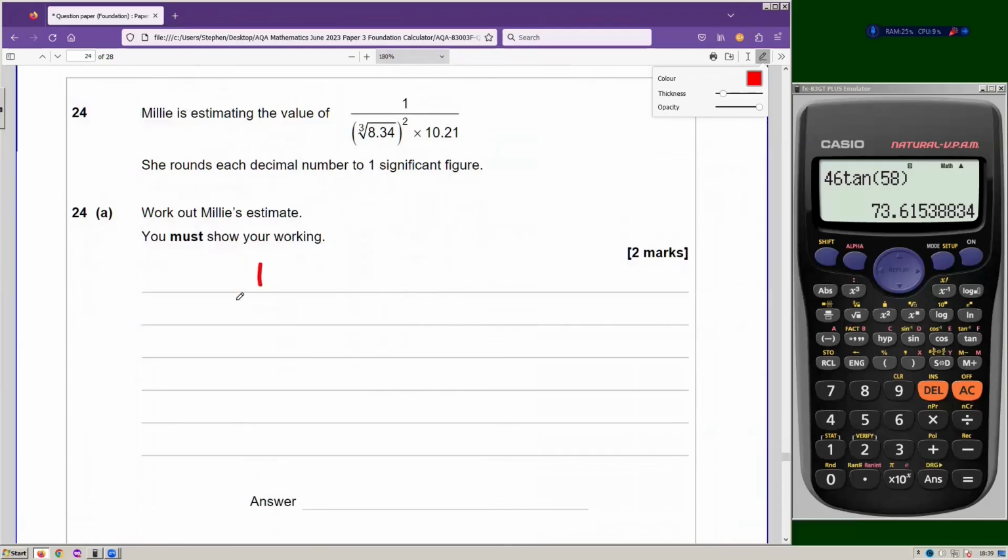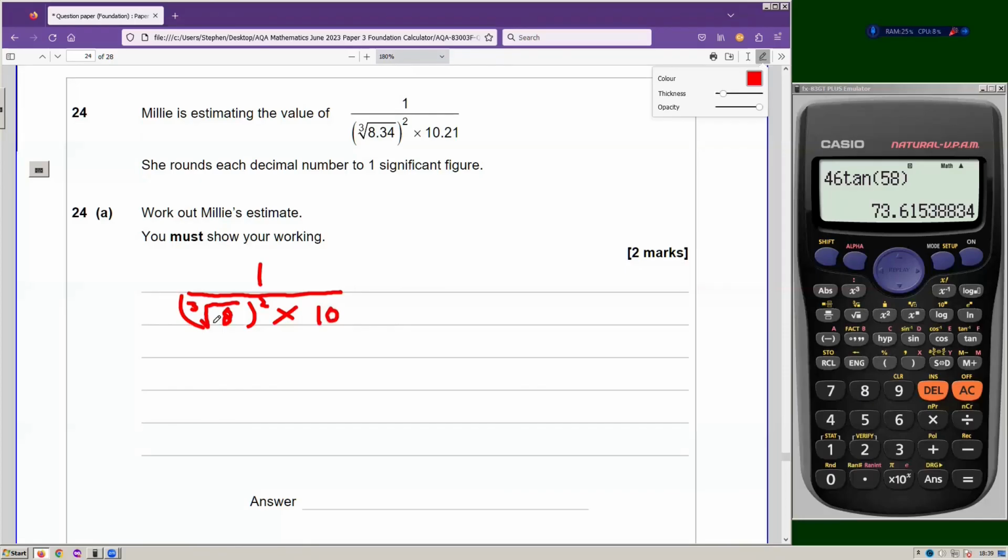So what we're going to round it to is this. This bit here, 8.34, we round it to one significant figure. Because that's a 3, we round down. So that's just going to be 8. The cube root of 8, and then we're going to square that, and then we're going to times that by, and this one here is 10.21. Again, we round down. Although it says one significant figure, we have to show where the 0 is. Otherwise, it could be 100, 1,000, or whatever. So the 0 just acts as a placeholder.